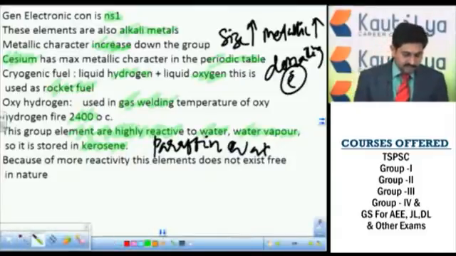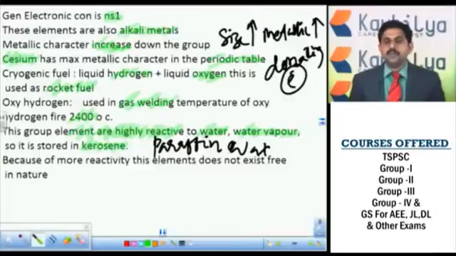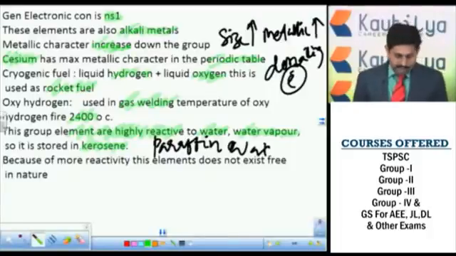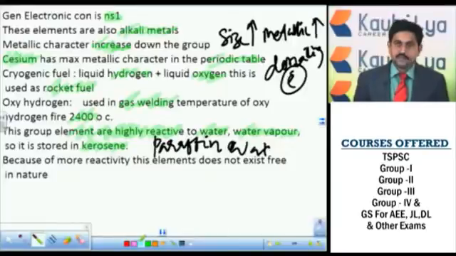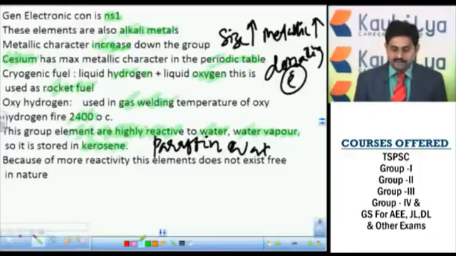Because they are so reactive, these are not available free in nature. They are available in combined form. And we cannot separate these metals by metallurgy, by simple roasting or simple calcination. For the ores of the first group elements like potassium and sodium, the metals cannot be separated by simple reduction because they are so reactive.